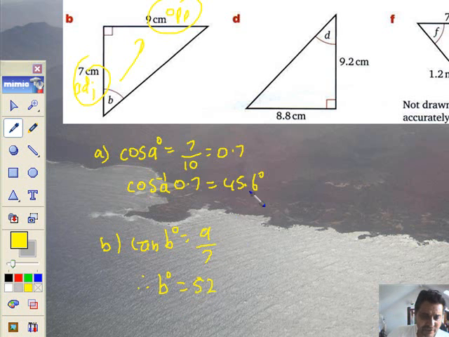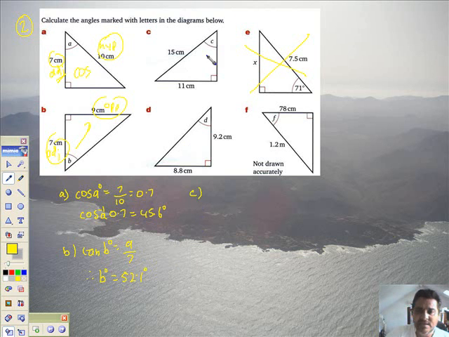And you don't have to show all these little steps here. You don't have to do that, waste of time. And that's in degrees. Let's just do C here, it's going to be really quick.